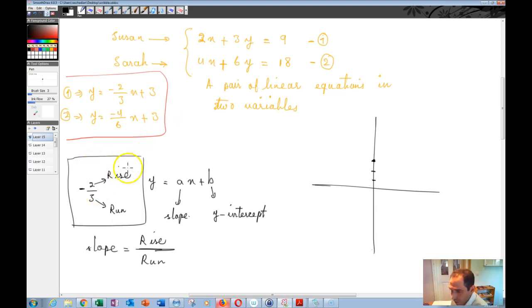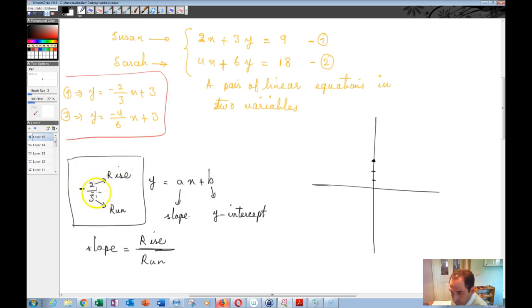Now, for example, if your rise is towards the top of the coordinate system, it's positive. If it's towards the bottom of the coordinate system, it's negative. If your run is towards the right of the coordinate system, it's positive. If it's towards the left of the coordinate system, it's negative. And that's basically how the slope of a line works.